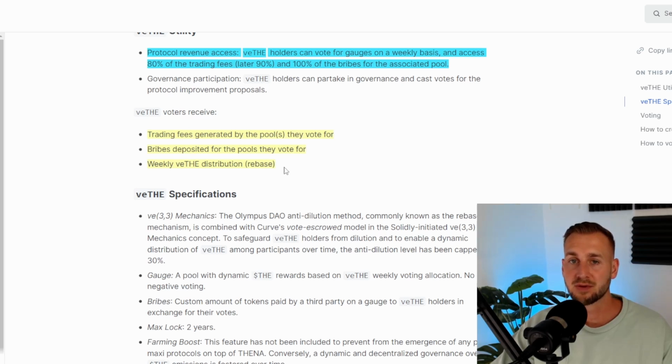This is to stop you from being diluted too much over time, as this is a high emissions protocol. Therefore, you need to keep locking and maybe start to lock up a little bit more for the max duration of 2 years consistently to ensure that your voting rights aren't diluted away.